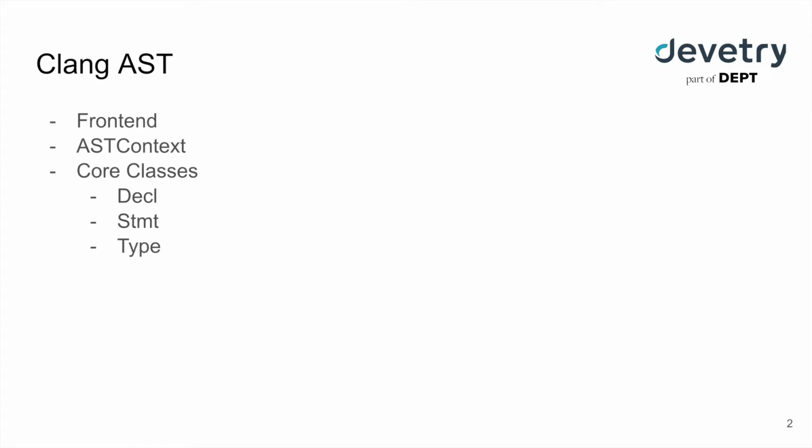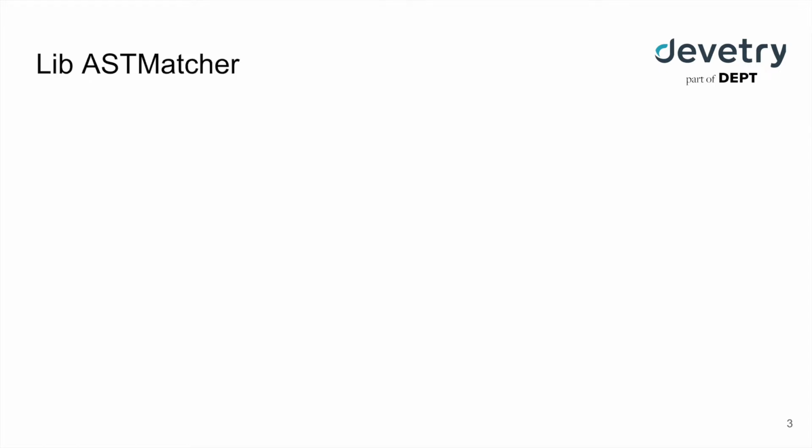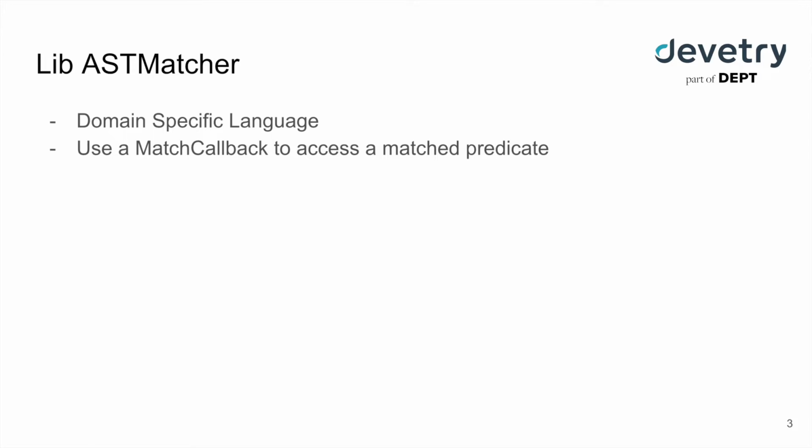These classes don't share a common base class between them, which is important to note because that means there isn't a way to traverse nodes from nodes. To do so, we need to rely on LibASTMatcher, which is a DSL that provides a way to express predicates to match on the code. When we create a predicate and match on it, in a standalone tool we can use a match callback to get a reference to the context that we want, and then we can apply whatever logic we want at that code location.